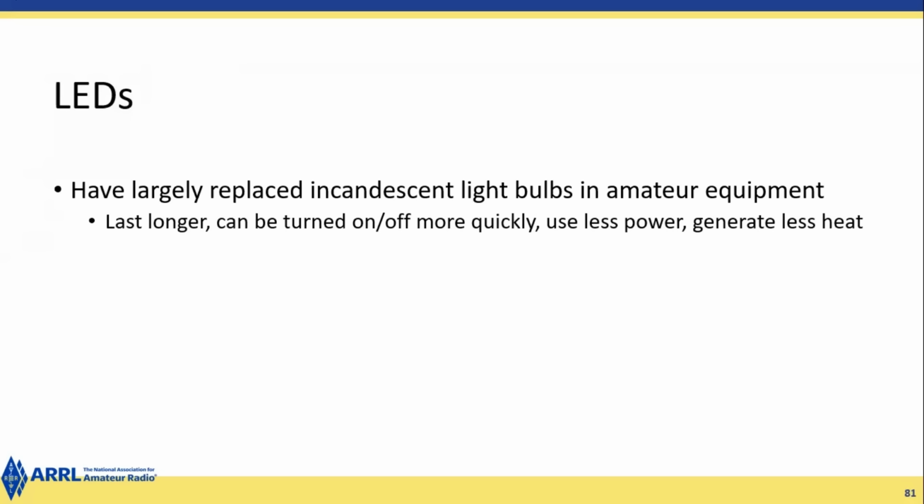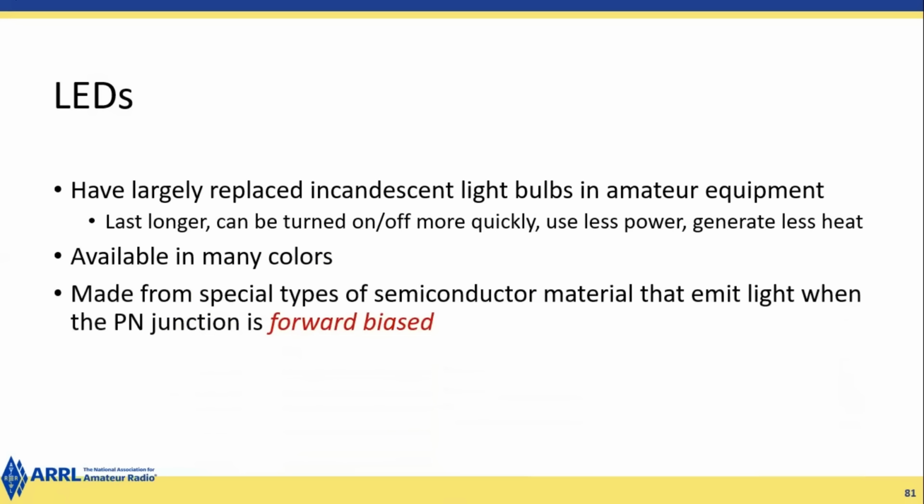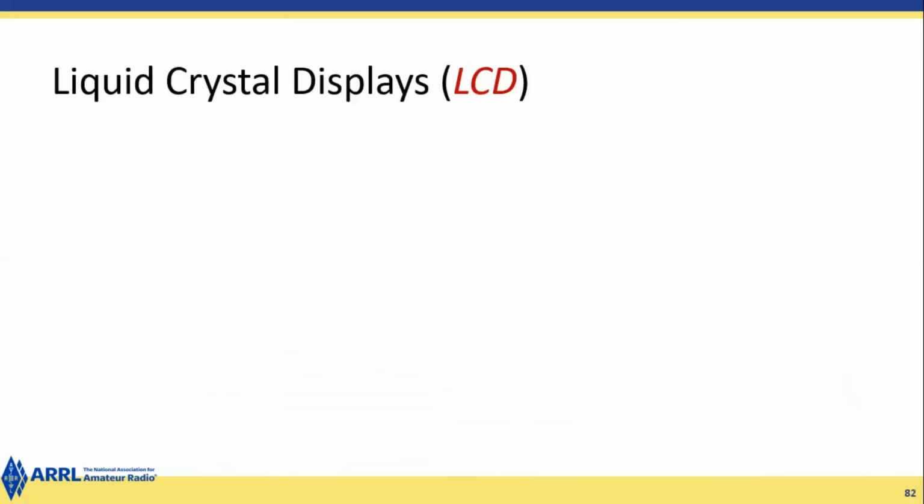LEDs have largely replaced incandescent light bulbs in amateur equipment. They last longer, can be turned on and off more quickly, use less power, and generate less heat. They're also available in many colors. And they're made from special types of semiconductor material that emit light when the p-n junction is forward biased. So LED, like the term says, is a diode.